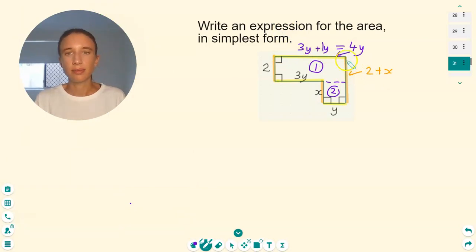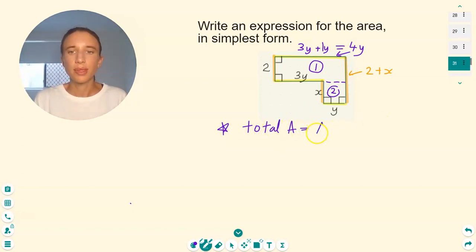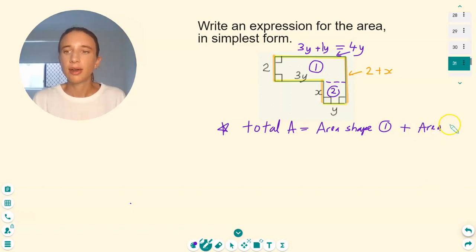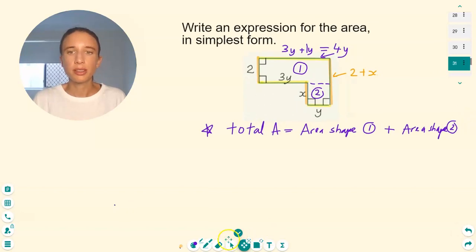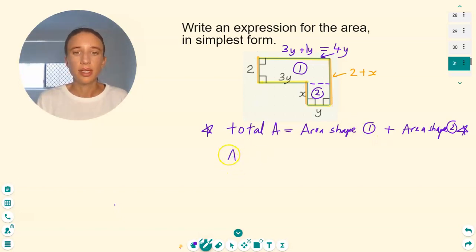Let's write an overarching formula because this is an irregular shape. Total area equals area of shape 1 plus area of shape 2. So this is our formula that's going to guide us. Now I'm going to find the area of shape 1 first, and then we're going to plug back into that formula at the end.